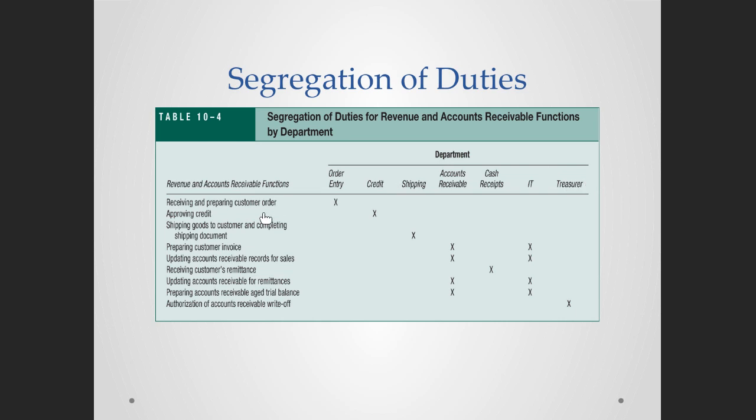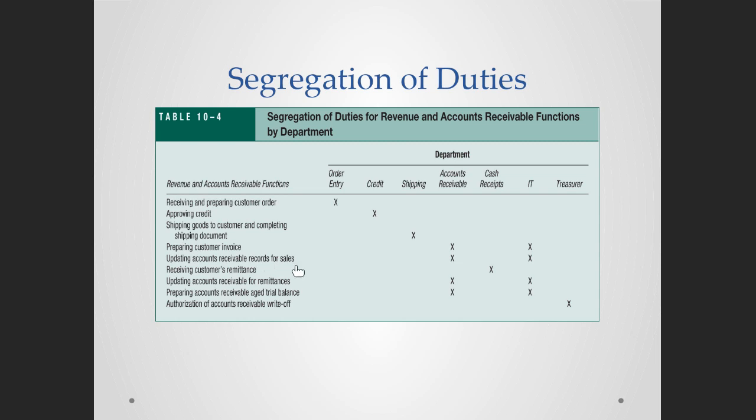The first thing is receiving and preparing the customer order. It's done by the order entry department. Second is approval of credit. Authorizing the credit is done by the credit department. The third is shipping goods to customers and completing the shipment. This is done by the shipping department. Preparing the customer invoice is done by the accounts receivable department, and it's usually done using software, so the IT department is involved.